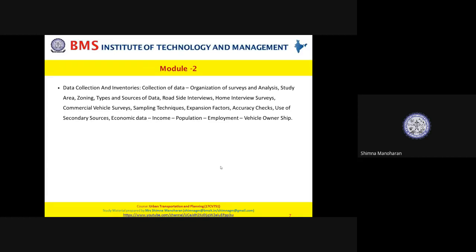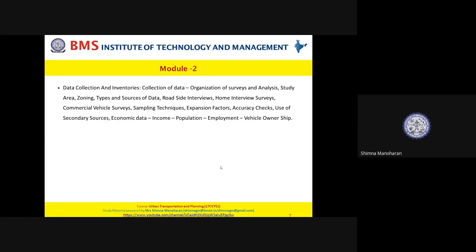So in collection of data, we will be seeing how surveys have to be organized and how surveys have to be analyzed. Then we will see what study area means, what is zoning, then what are different types and source of data that should be collected, because data is available, right? Data is available in any mode, in any way. So what type of data do you require and what is the source of that data? And then what are roadside interviews, home interview surveys, then commercial vehicle surveys, sampling, what are different sampling techniques.